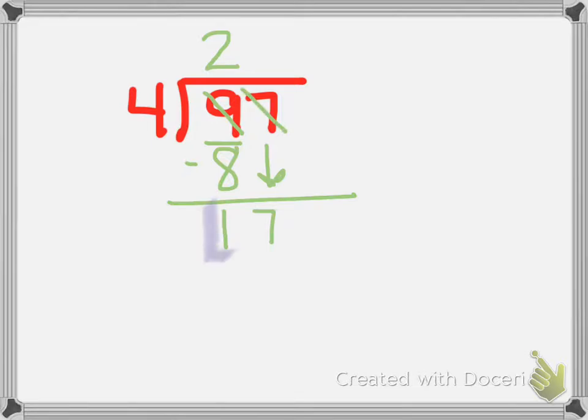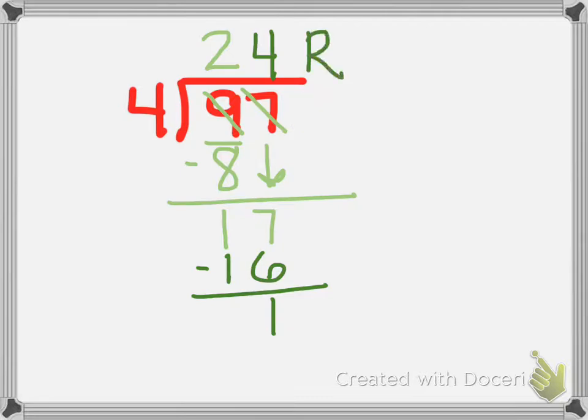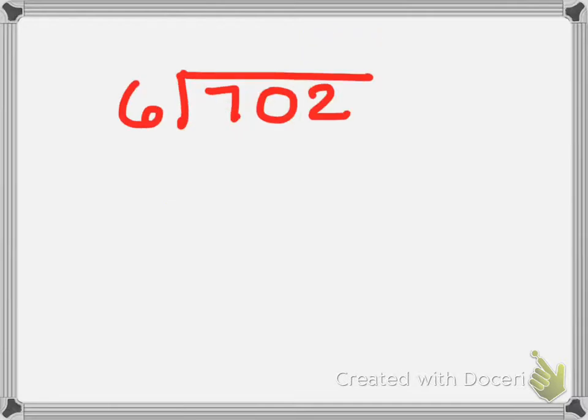My new quotient is 17. 17 divided by 4. 4, 8, 12, 16. My fingers are showing me that I can count 4 4s in 17. 4 times 4 is 16. Subtract. I have 1 left. Do I have anything over here to bring down? I do not. So that 1 becomes my remainder. The quotient is 24. The remainder is 1.